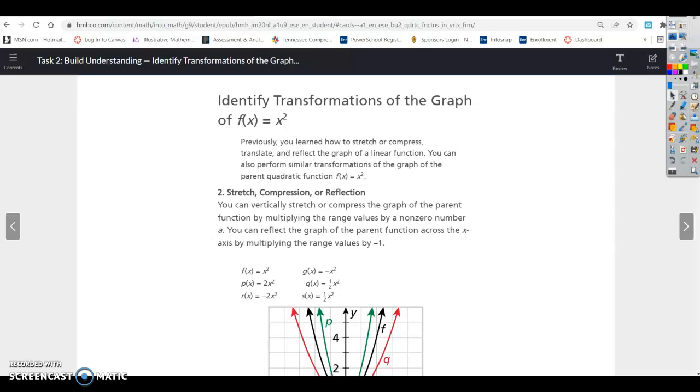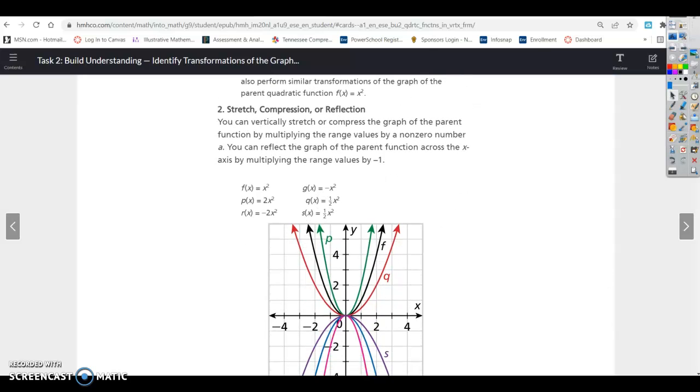Lesson 19.1, Task 2. Identify transformations of the graph of f of x equals x squared. Previously, you learned how to stretch and compress, translate, and reflect the graph of a linear function. You can also perform similar transformations of the graph of the parent quadratic function f of x equals x squared. A stretch, compression, or reflection.